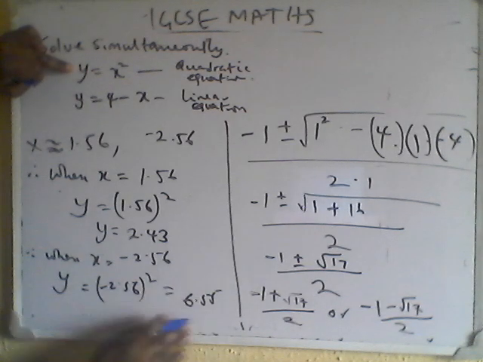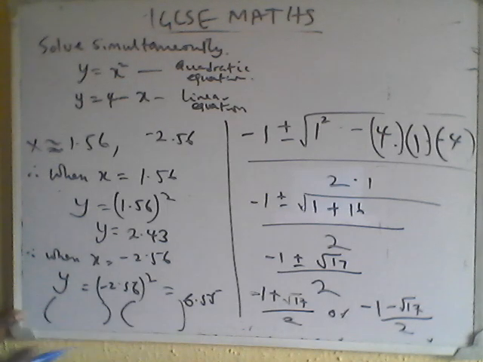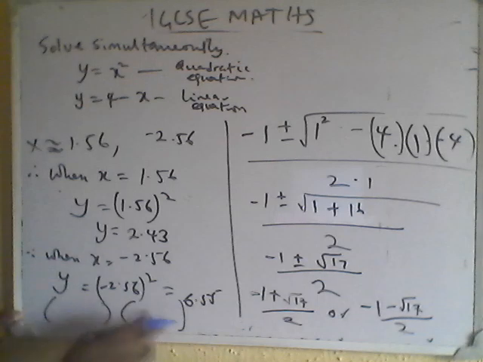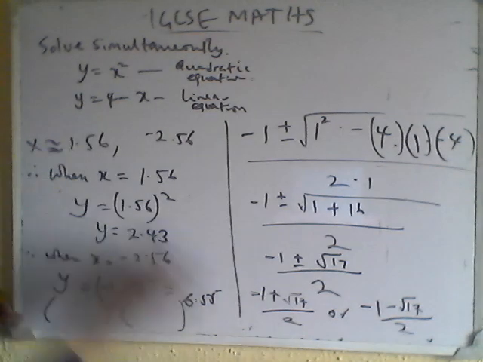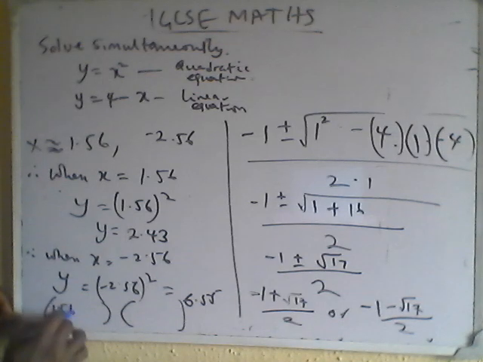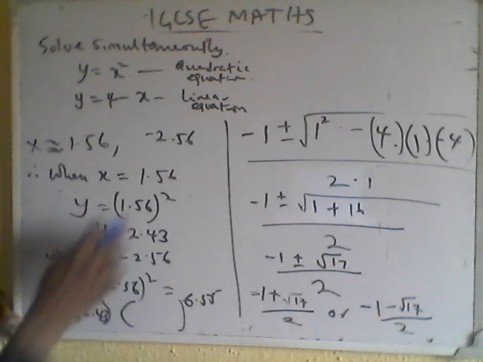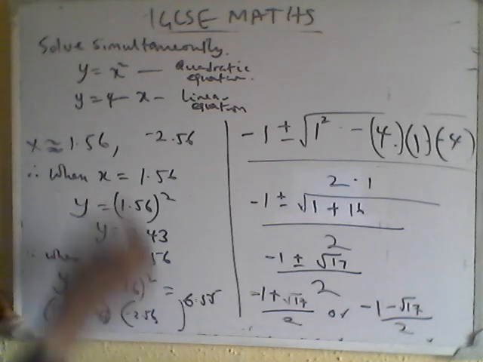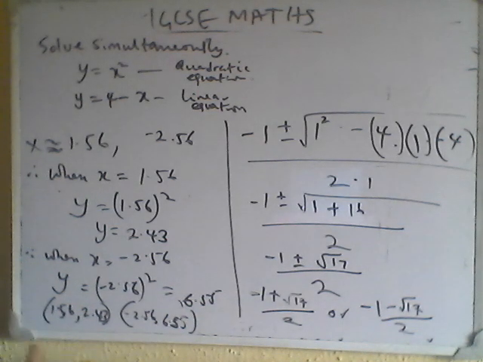So I'll write my solution like a set. Understand? So x, y: when x is something, what is y? So the first instance, when x is 1.56, the y value is 2.43. That's the solution there. And when x is minus 2.56, the y value is 6.55. This is how you write the answer for your theory exams for the IGCSE Maths. So you write it like this.